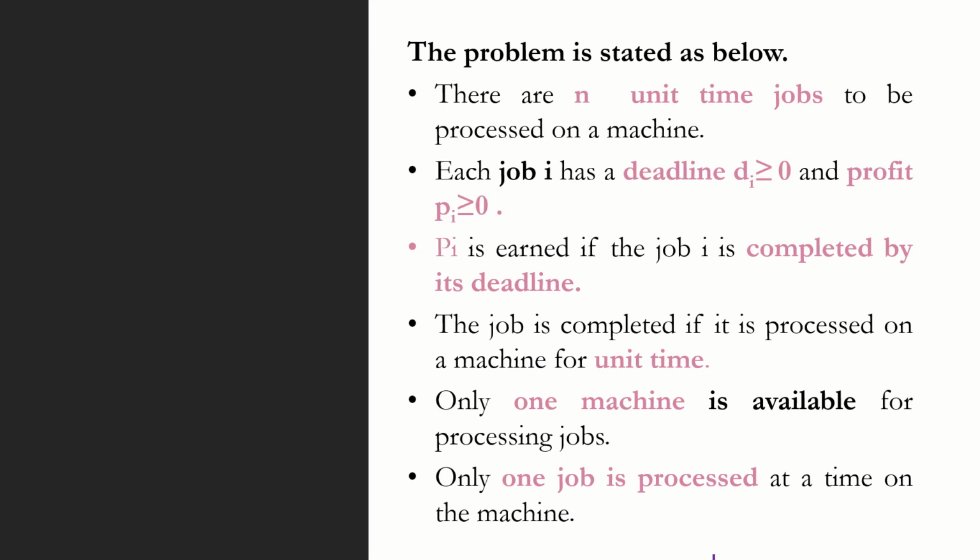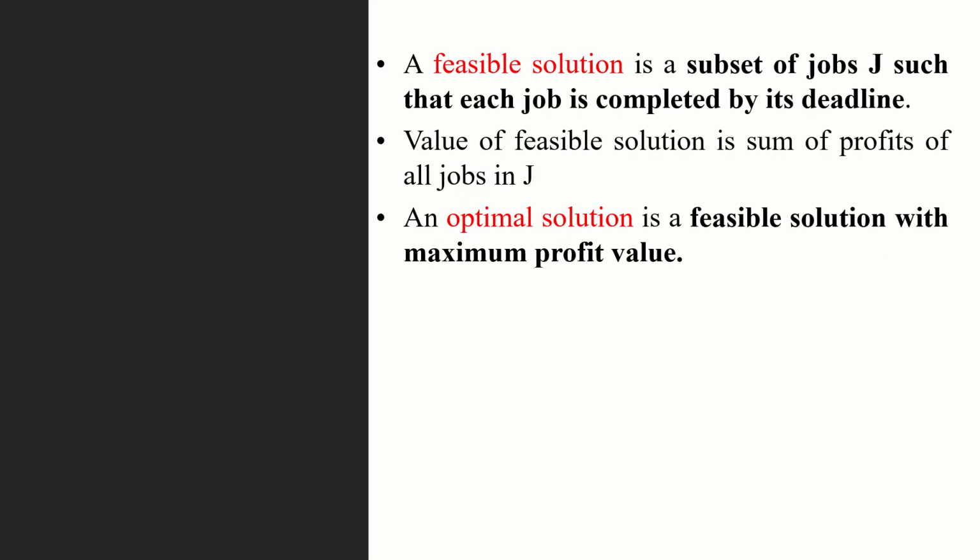So the main task, the feasible solution here, is the set of all jobs which we have selected. If we have been given 10 jobs, of which we are only selecting 2 jobs which can be completed by their deadlines, then we can say that set is a feasible solution. In such a manner we can find different feasible solutions, but there will be one solution which will give you the maximum profit.